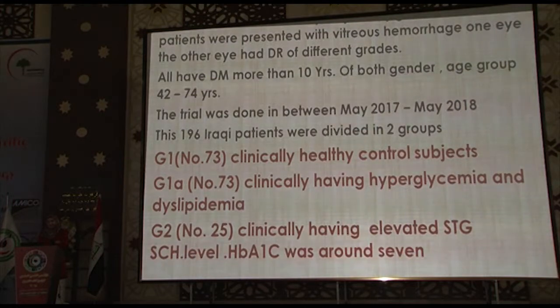These 196 Iraqi patients were divided into two groups. Group 1, number 73, clinically healthy control subjects. Group 1A, number 73, clinically having hyperglycemia and dyslipidemia. Group 2, number 25, clinically having elevated serum triglyceride with serum cholesterol level, but HbA1c was around 7.